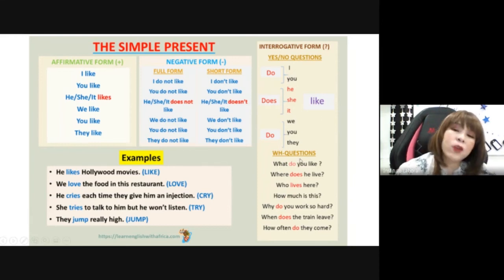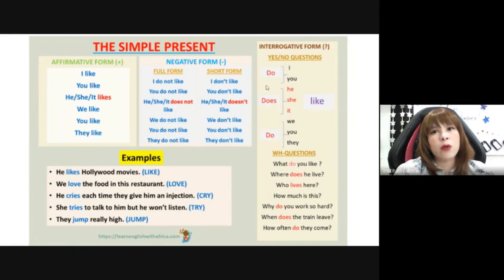So we have question words. In these interrogative forms, we call them yes-no questions because the answer of this question is always going to be yes or no. But what about if I need more information? If I want to know more about something, then I use WH questions or information question words like what, where, who, how much, why, how often, when. I need more information about the subject. I need more information about the action.